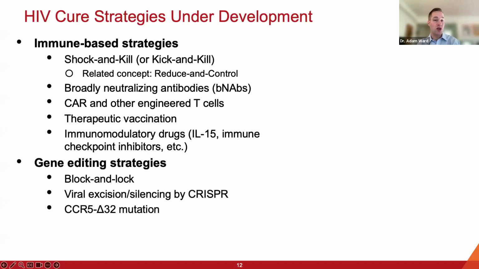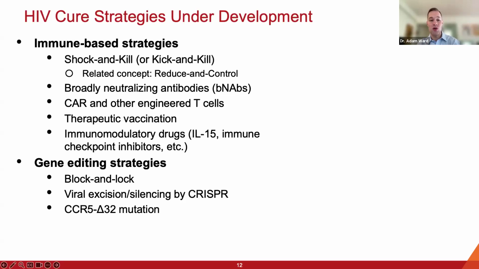Gene editing strategies are also being developed and explored. This can include strategies called block and lock. The concept here is to block and prevent the HIV provirus, to lock it in a permanently transcriptionally silent state and prevent it from ever being able to produce new viruses. So if we could do that for all HIV-infected cells, then no new viruses could be produced. It's a strategy that's exploratory. It's very much in the basic science research stages right now, but that's the concept.